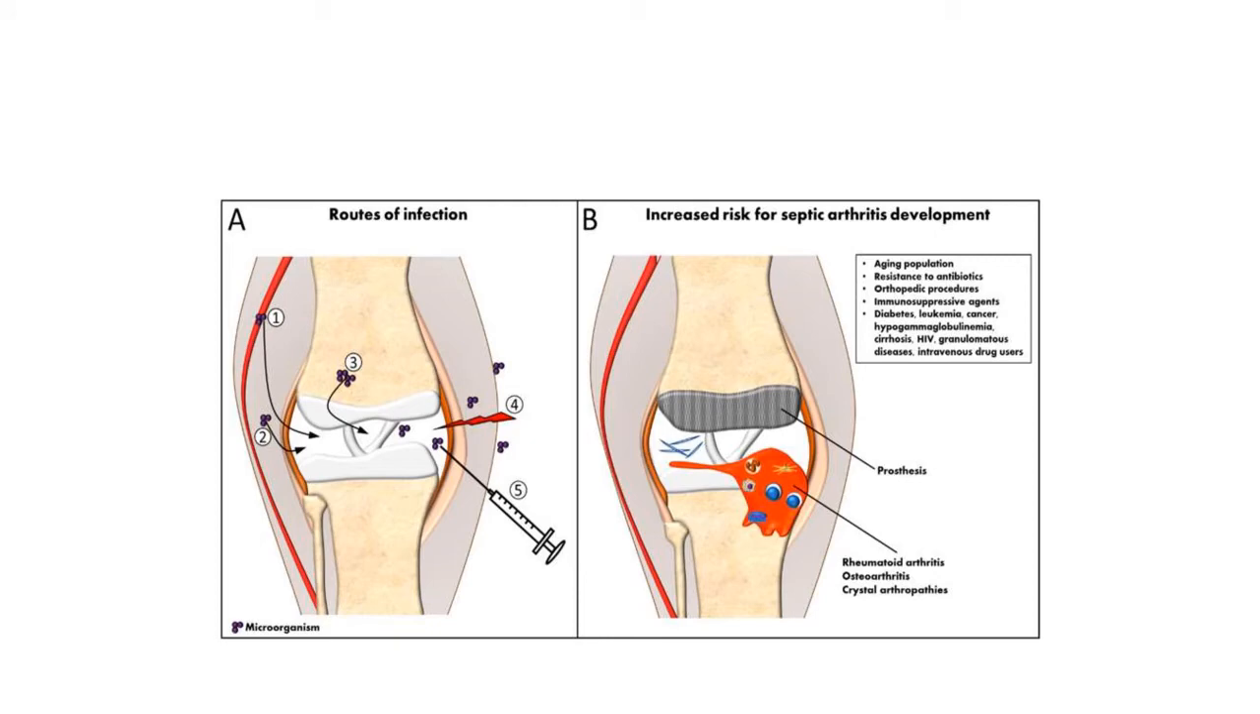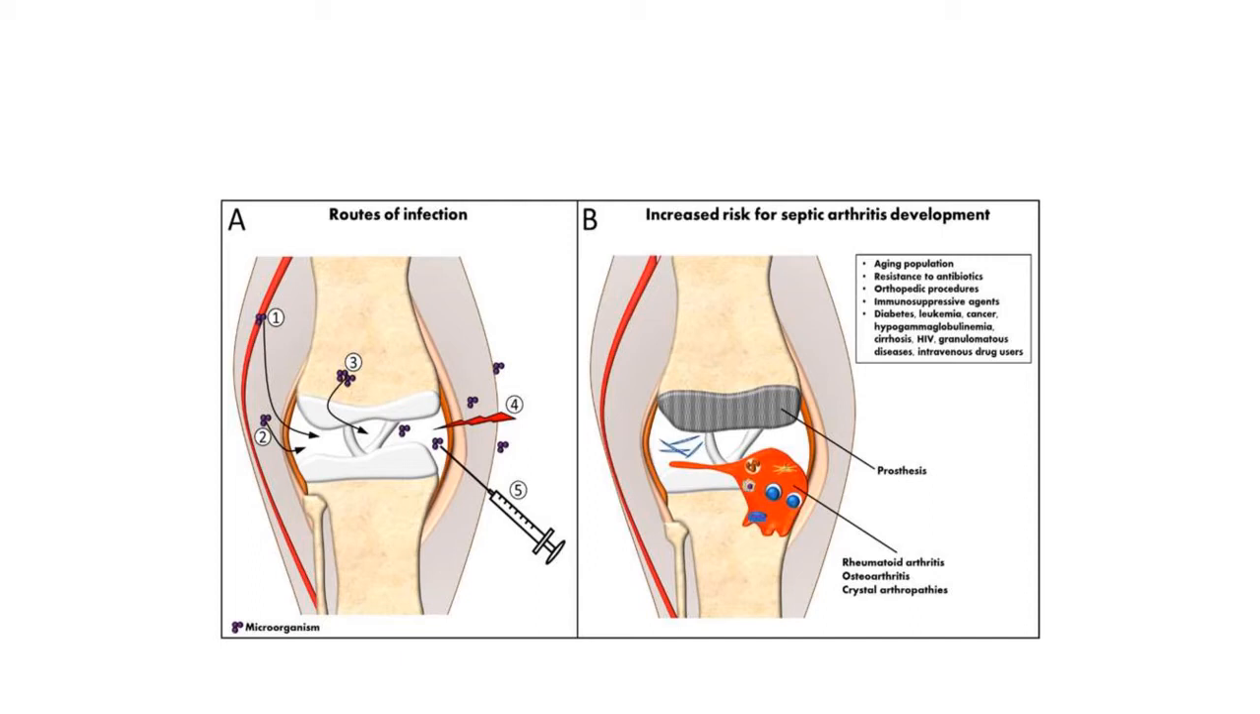You can see how this infection can occur. There are different routes from which this infection can spread, and who are the people who are at more risk to develop septic arthritis?